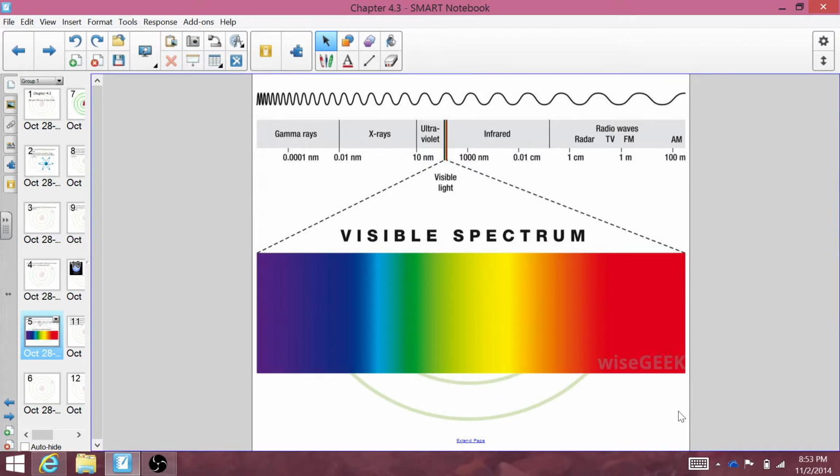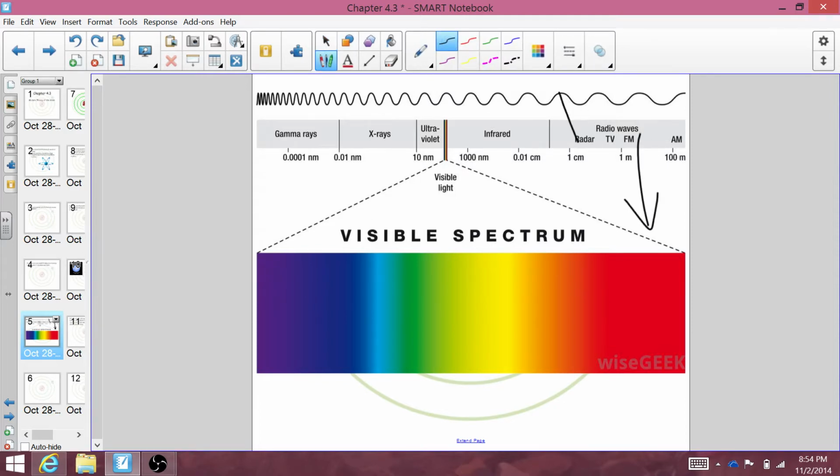Now, let's talk a little bit about light. You've all heard of the rainbow: red, orange, yellow, green, blue, violet, Roy G. Biv. But you probably didn't know that red light is the lowest energy of light in the electromagnetic spectrum, which is what we call the light spectrum. And purple light is the highest energy.